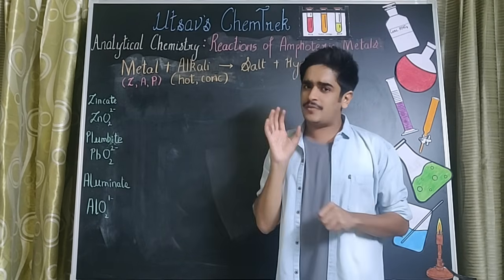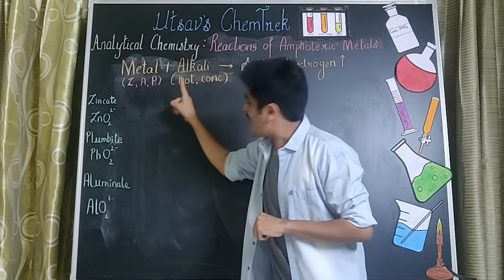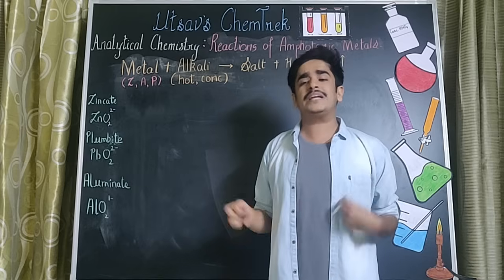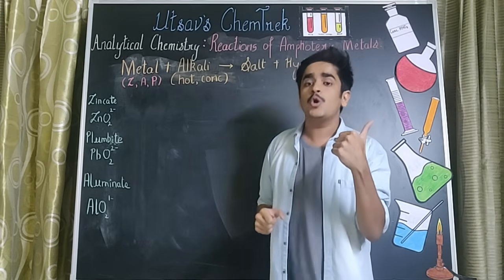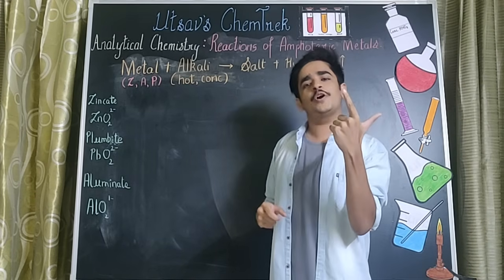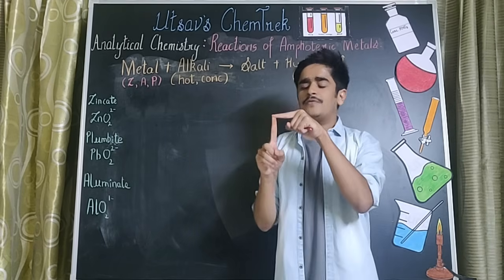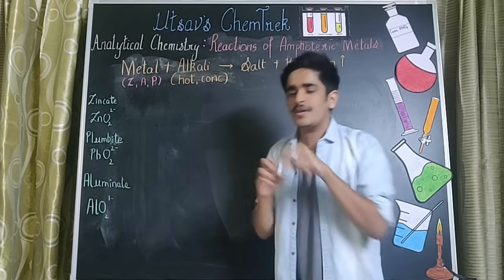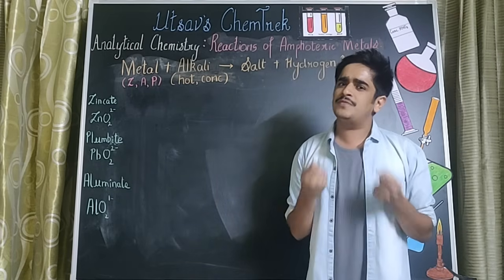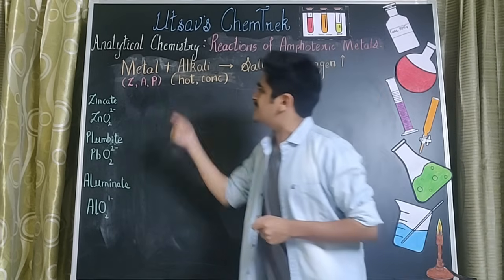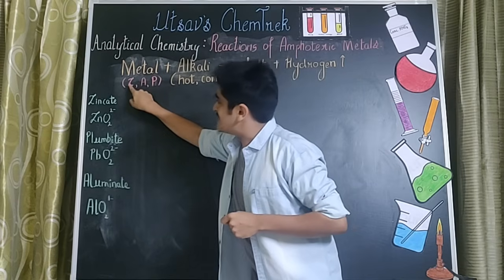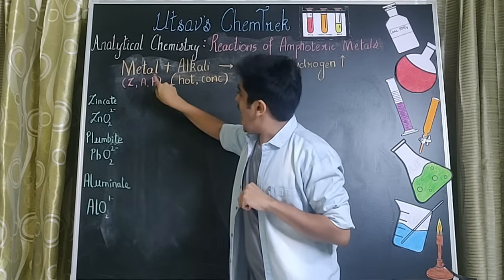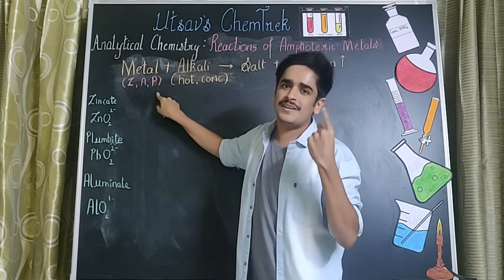Zaruri hai that the alkali that we are taking is extremely hot and concentrated. You're only allowed to use caustic alkalis over here, that is extremely concentrated alkalis which are extremely corrosive. So we are going to use sodium hydroxide given by the formula NaOH and potassium hydroxide given by the formula KOH. Amphoteric metals हमारे पास सिर्फ 3 हैं. I prefer to call them the ZAP metals. Z से Zn, zinc, A से aluminium, that is Al, and P से Pb, which is nothing but lead.